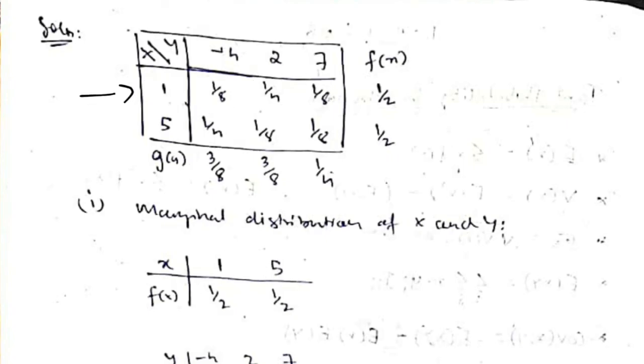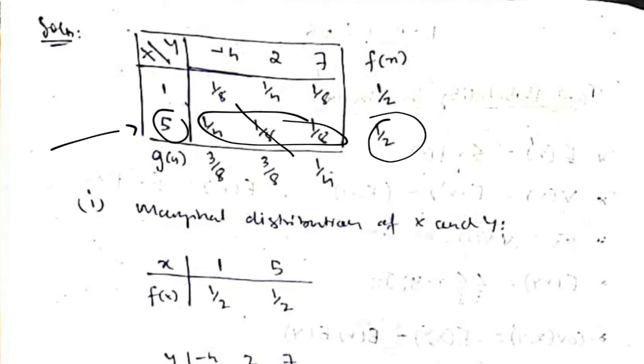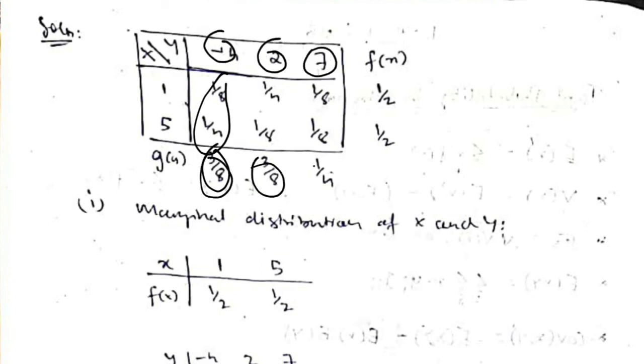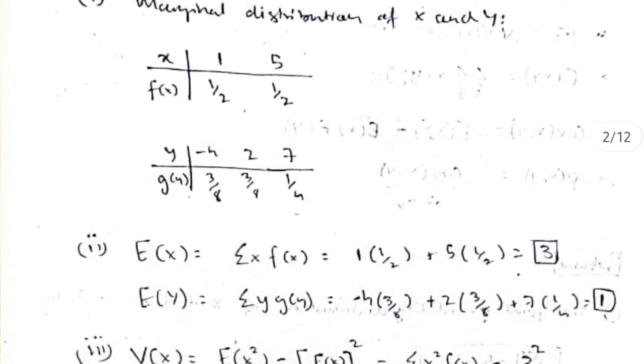We are doing the first row, finding this sum and writing it, just exclude this value, and under 1 write this one. Same thing for the next one: find out this sum, write here, exclude this one, and write under 5 1 by 2. Alright, that's the marginal distribution of x. Same thing we will be doing for y also. 1 by 8 plus 1 by 4 is 3 by 8, so under -4 we will be writing 3 by 8. Under 2 we will be writing 3 by 8, and under 7 we will be writing 1 by 4. This is the marginal distribution of y.